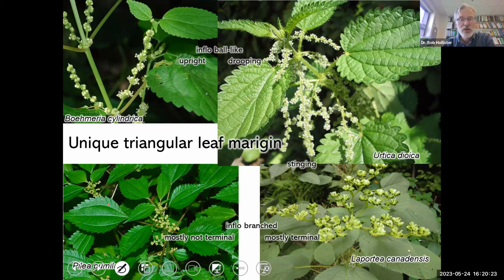These are good ones to know, because you get stung by them. You don't want to get stung, so you want to know them. Urticaceae in general, the family is really easy. If you look at the leaf margin, it looks like these little triangles, right? That's pretty unique, those little triangles. So you see the triangle, probably Urticaceae.